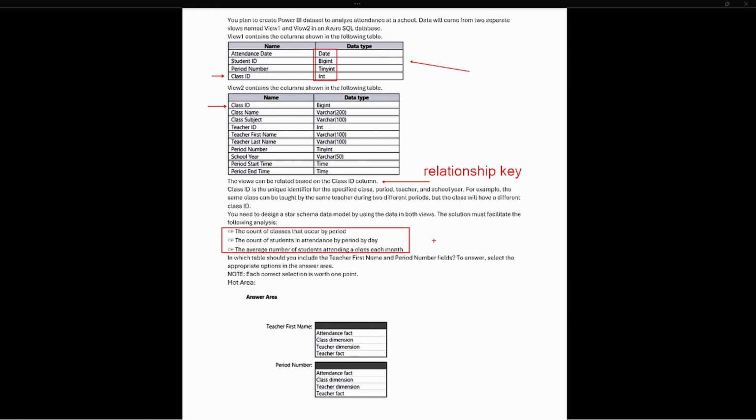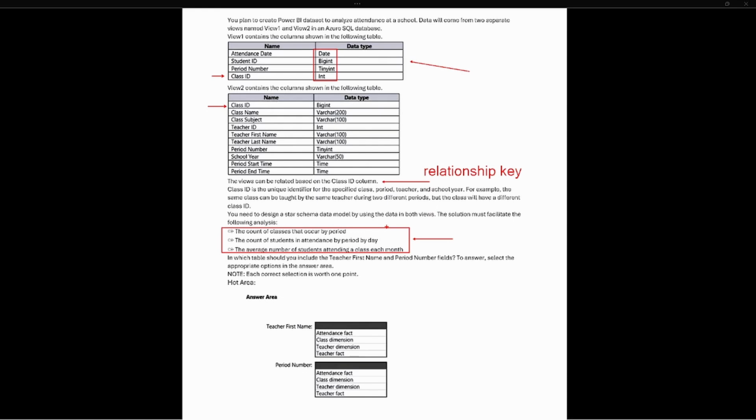So as we think about understanding how we're going to determine which of these tables is going to be the fact table and which one's going to be a dimension table, we have to have an understanding of where these calculations are going to come from. So if we're going to count the classes that occur by period, we have to think, okay, we're going to do a count of the class ID. That's how we would then break it apart by the period number. We could do a count that way.